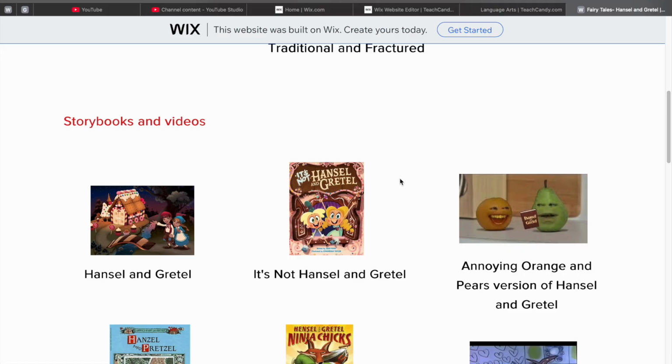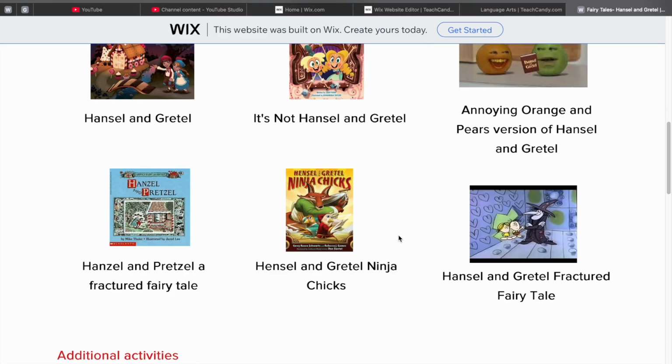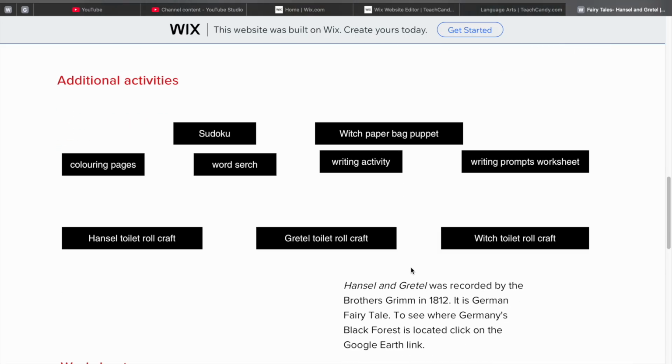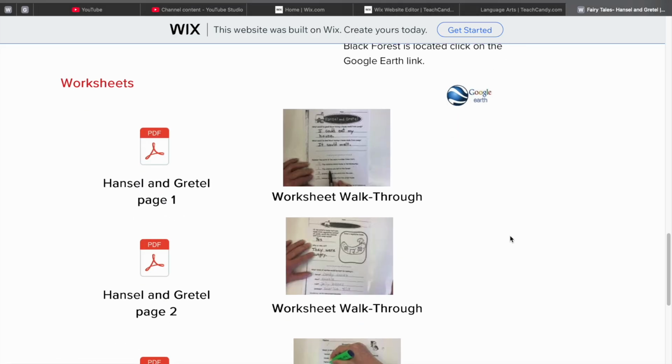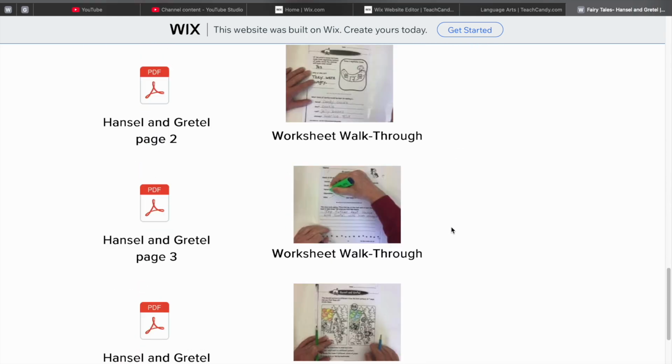So you can see there's some storybook videos and some fractured fairy tale videos, and things like coloring pages and word searches, art activities. And then again, PDFs of worksheets and walkthrough videos that show you how to do each and every one of those worksheets connected to that fairy tale.